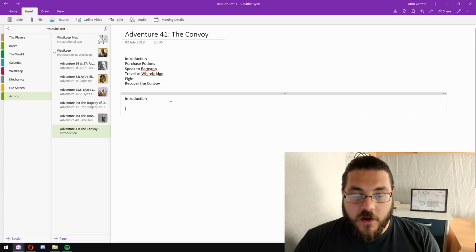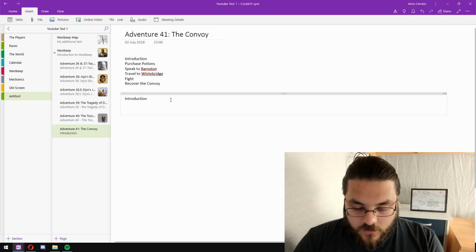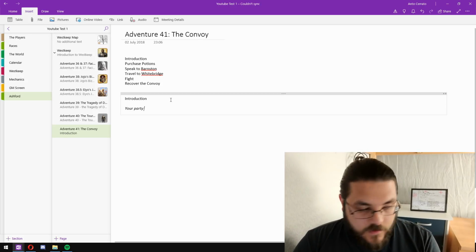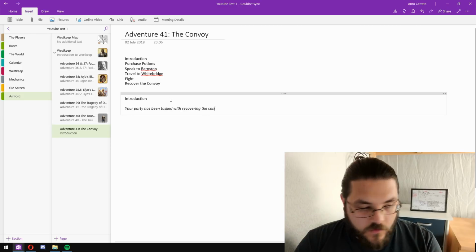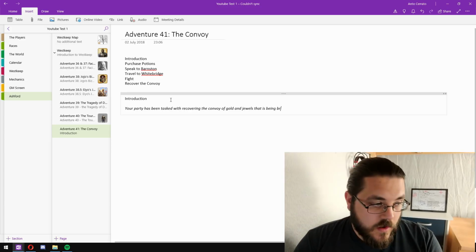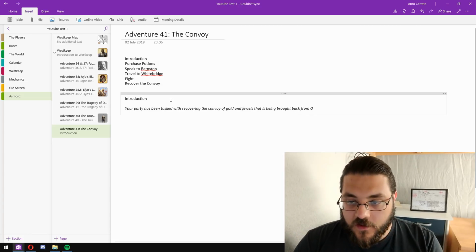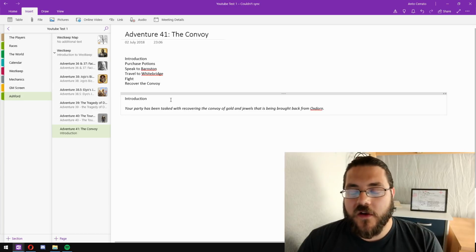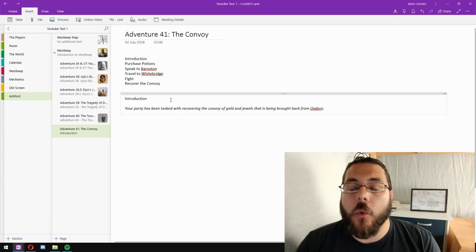So I've got some notes off to the side just to keep the video concise, but I put: your party has been tasked to bring a convoy of gold and jewels. It's been brought back from Oxdorn. Oxdorn is the country in my setting where the dwarves live, and the human country my players are in is currently at war with them.